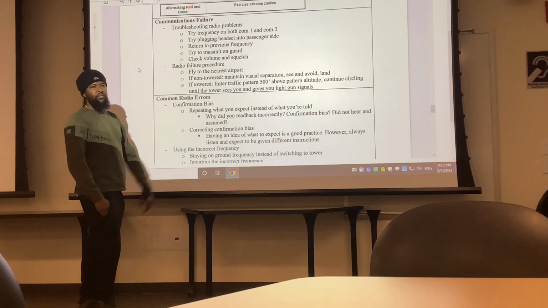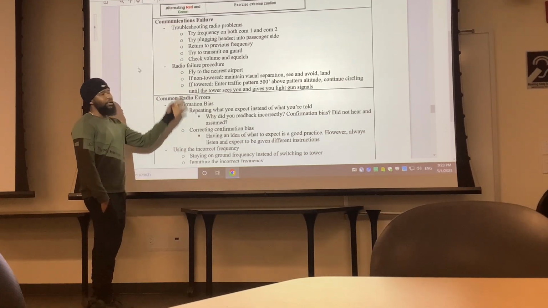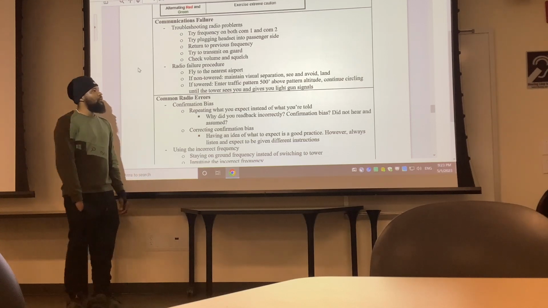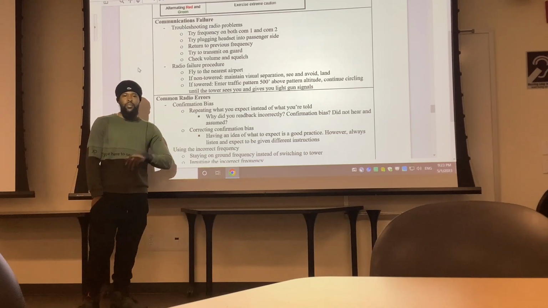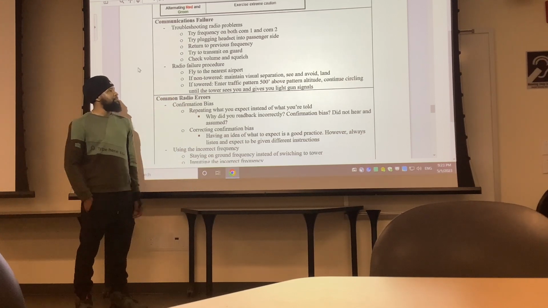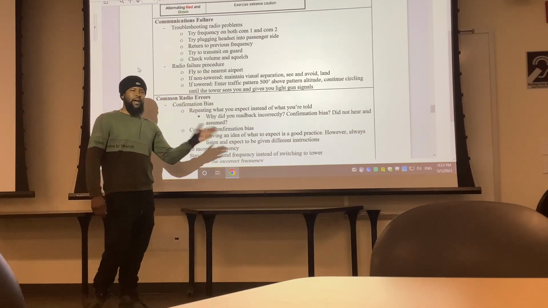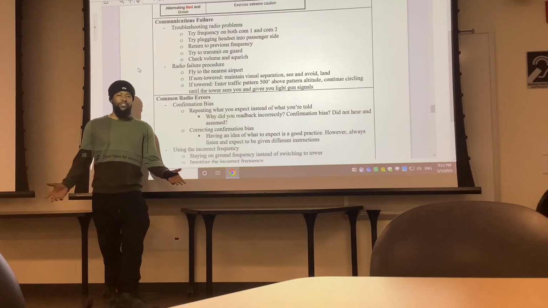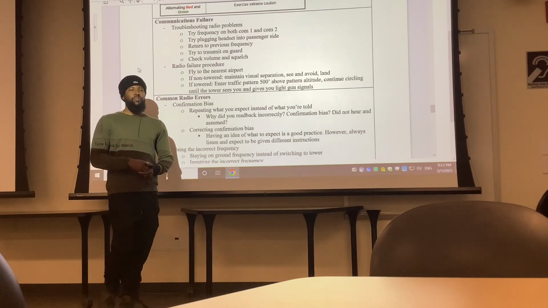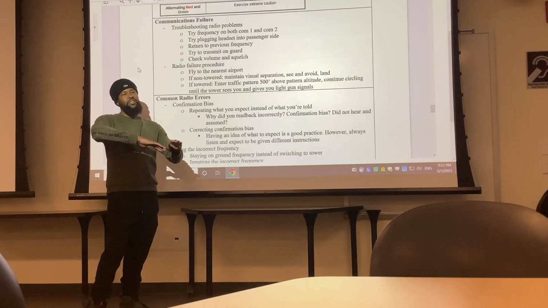The radio failure procedure that we have here is basically to fly to the nearest airport. If you're in a non-tower environment, it's your job to maintain visual separation and see and avoid other aircraft. You would enter the traffic pattern 500 feet above the pattern altitude. So for example, if the field elevation is 700 feet, then more than likely the traffic pattern would be 1,000 feet above the field elevation, so it'd be 1,700 feet.